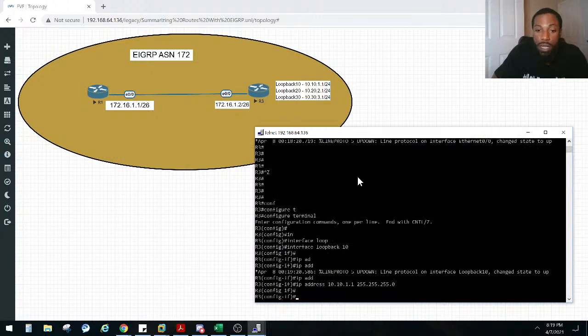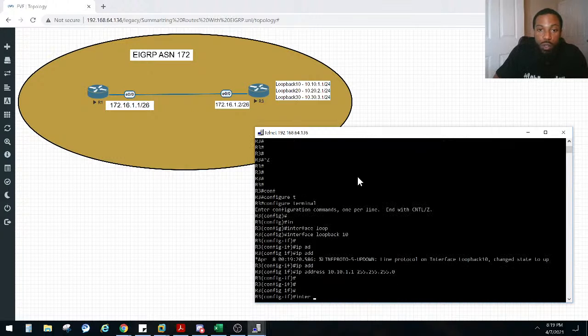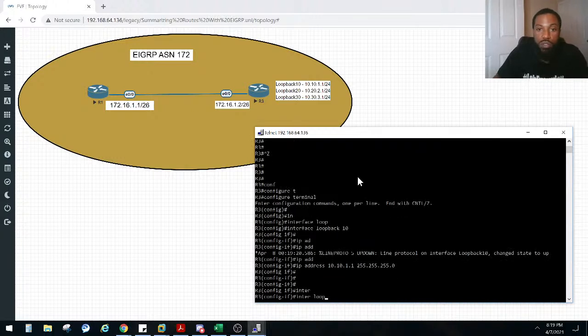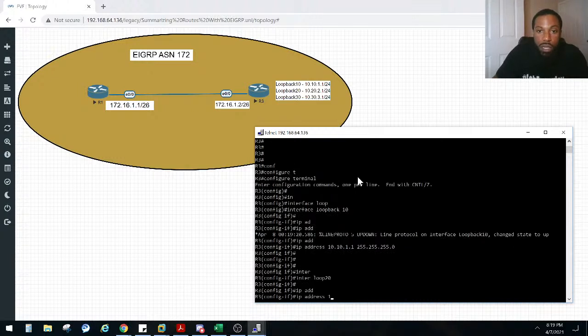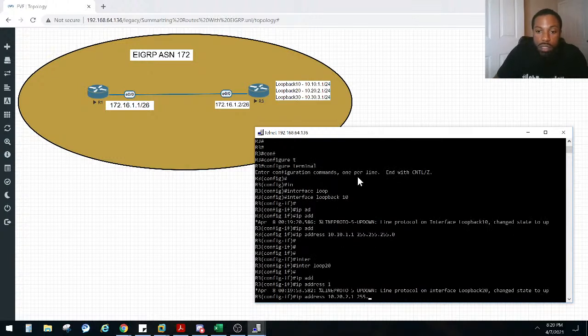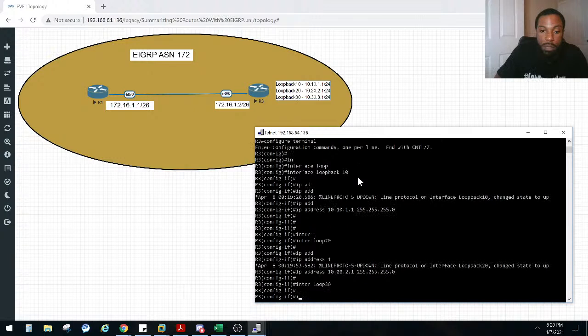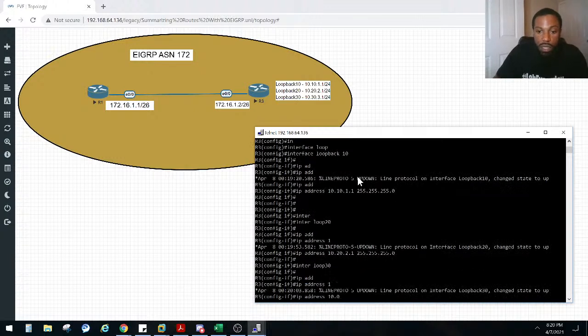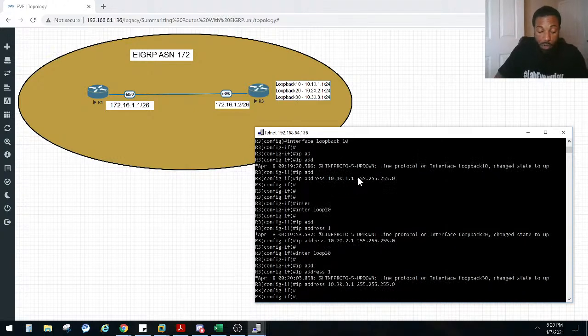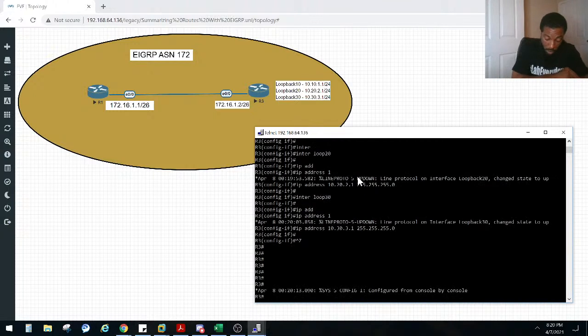255.255.255.0, right? And we do the same thing with interface loopback 20. His IP address is 10.20.2.1, subnet mask of /24, and the other one is loopback 30. His IP address is 10.30.3.1, /24 subnet mask. Y'all with me so far? Anybody got any questions or anything? I think that's pretty much it for task 2, right? We got 6 tasks today, and we should be done in a little bit. Task 3. So we did the loopbacks. Task 3: enable EIGRP ASN 172 on both router 1 and router 3, which we've done.